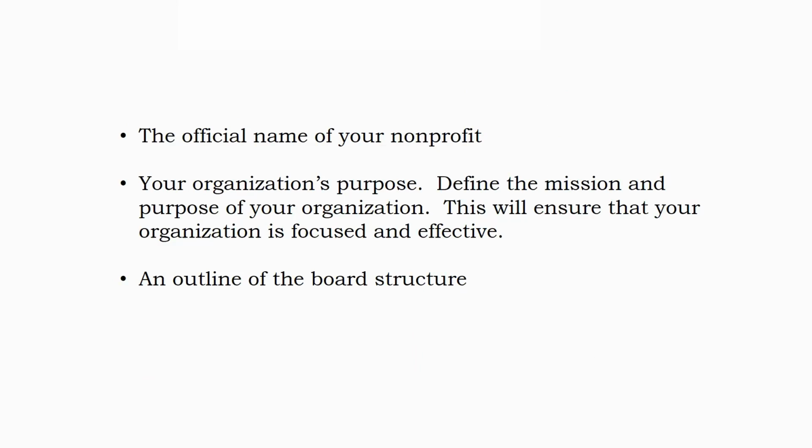The first thing you should include is the name of your nonprofit organization. This will include the name that is on your articles of incorporation and any DBAs or alias that you may use. Next, your organization's purpose. Define the mission and purpose of your organization. This will ensure that your organization is focused and effective. An outline of the board structure.